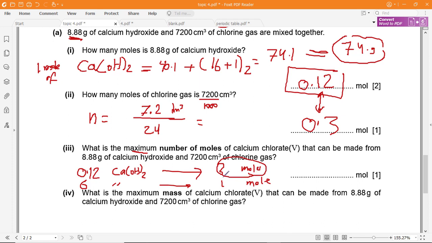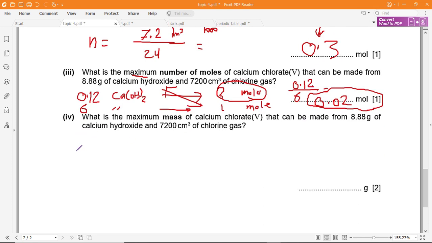So we use cross multiplication. So 0.12 multiplied by 1, divided by 6. So here we can say 0.12 multiplied by 1, so this is the same, divided by 6. So I do it now. 0.12 divided by 6, so it's 0.02 moles. So this is the maximum number of moles we can get according to the values given.